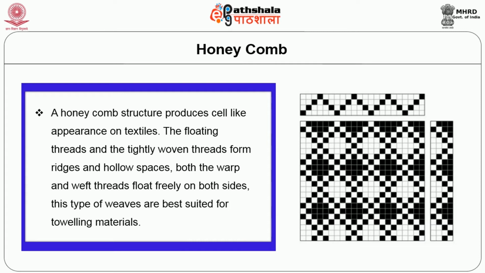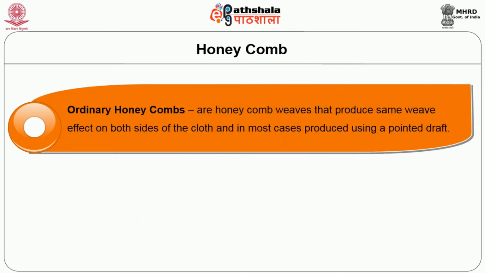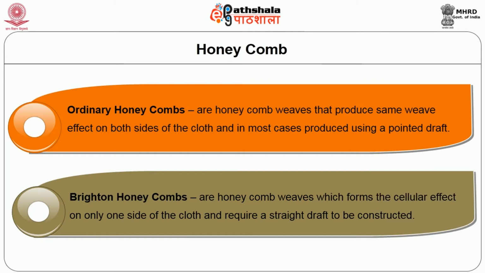Honeycombs are of two classes. One is classified as the ordinary honeycomb and the other one is called the Brighton honeycomb. Ordinary honeycombs are honeycomb weaves that produce the same weave effect on both sides of the cloth and in most cases are produced using a pointed draft. Brighton honeycombs are honeycombs which form the cellular effect on only one side of the cloth and require a straight draft to be constructed.